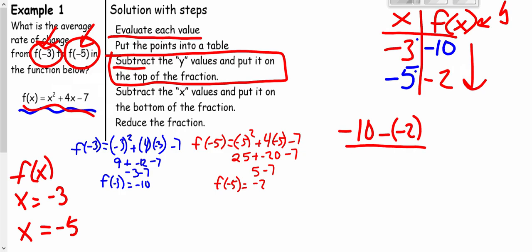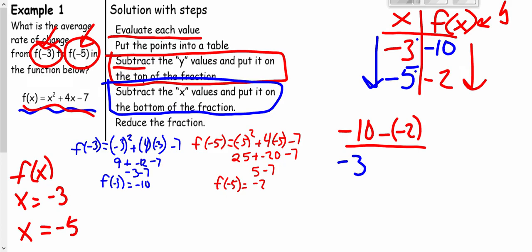I'm going to subtract the x values and put it in the bottom of the fraction. So I'm going to go this way. Negative 3, we're subtracting, and it's a negative 5. And then I'm going to actually do that subtraction. So I like to do the stay, change, which means negative 10 stays, these two change. So negative 10 plus a positive 2 will give me a negative 8.